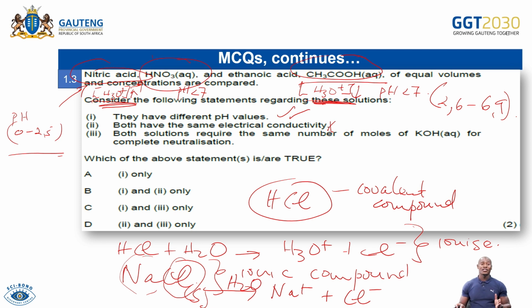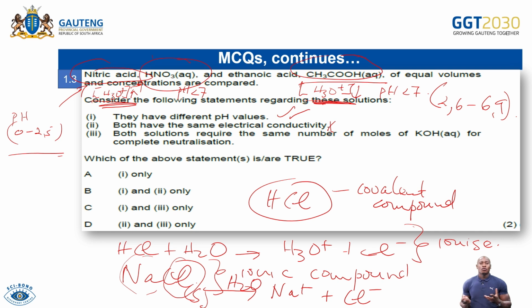So there's a high concentration of hydronium ions in nitric acid solution. There's a low concentration of hydronium ions in ethanoic acid solution. So obviously the conductivity will not be the same. It's a weak acid versus a strong acid. So Roman figure 2 is out. Okay, then let's look at Roman figure 3. I hope you understand why Roman figure 2 is out, why they cannot have the same electrical conductivity.